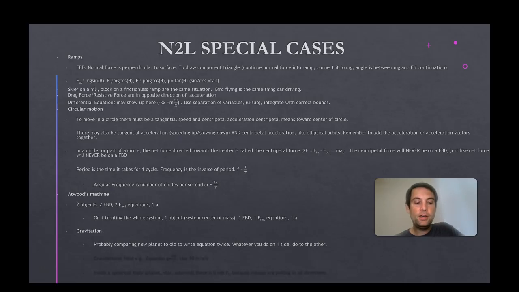For gravitation, you're probably going to be comparing a new planet to some other planet, so write the equation twice, whether it's the gravitational field equation, little g equals big G m over r squared, or Newton's universal law of gravitation, F sub G equals big G m1 m2 over r squared. Don't forget that r squared.